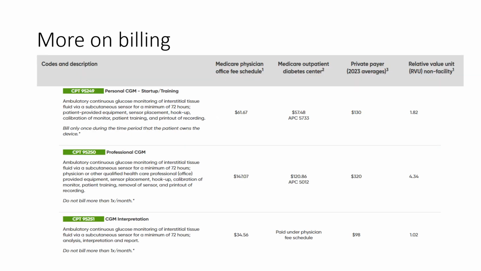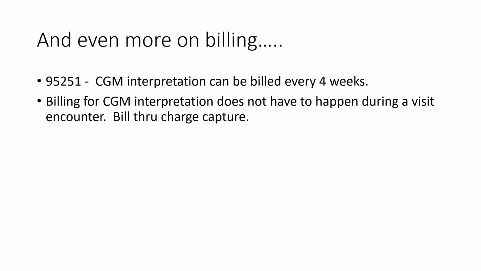These are some of the payments and RVU numbers for these codes for CGM interpretation, and the one that mostly will affect you is right down here, the 95251, and it's 1.02 RVUs, and average reimbursement is about $98, which is significant. And this is what I already talked about, that you can actually bill this at other times. There are still some glitches here, but go to charge capture, put in glucose or CGM, and eventually, if it's not happening now, that will be coming up for you to bill.